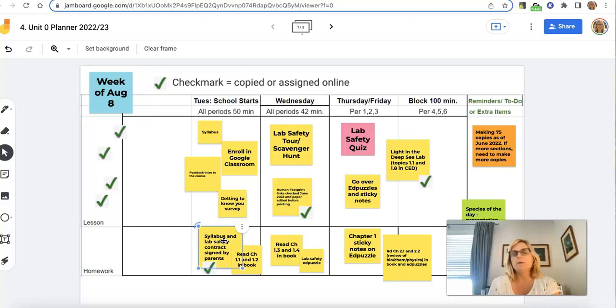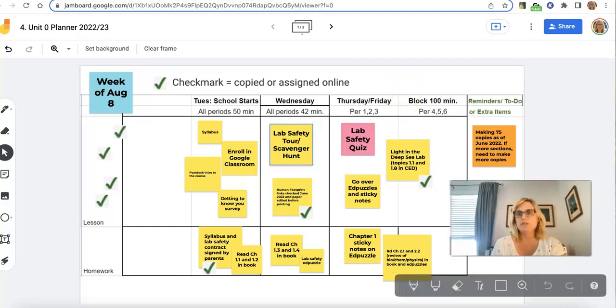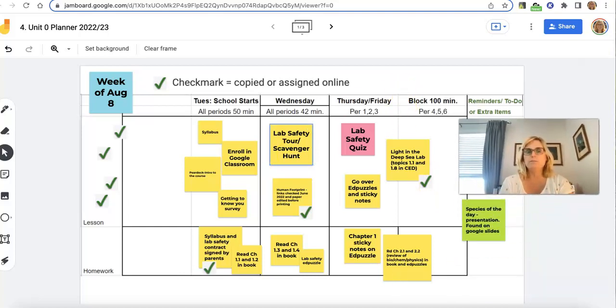I don't do much with lab safety. They do a little tour that I have to do, or a scavenger hunt for like, where is the goggles cabinet? Get a stamp, that kind of thing. But very brief with AP. They've done lab safety so many times before they get to me that I don't need to spend a lot of time on lab safety.